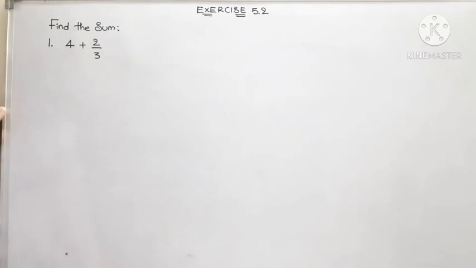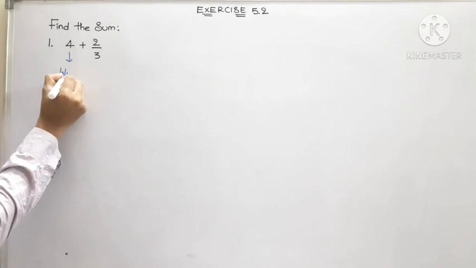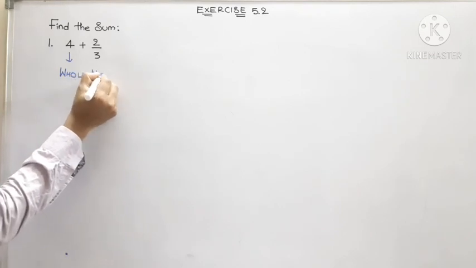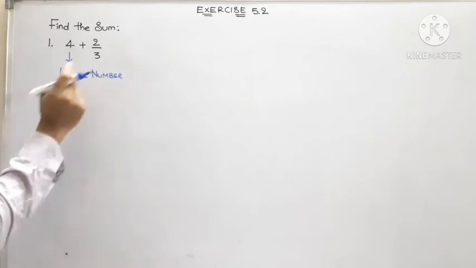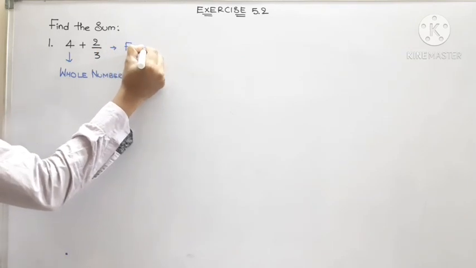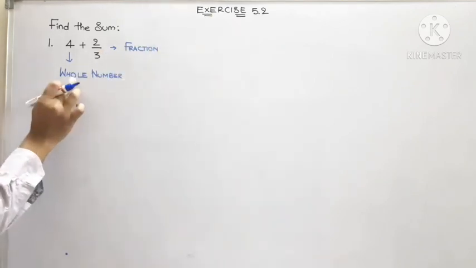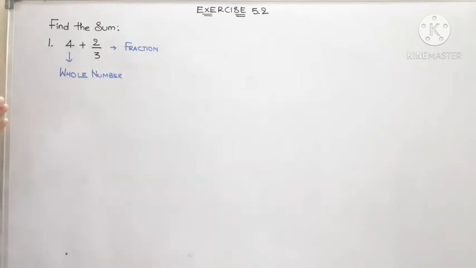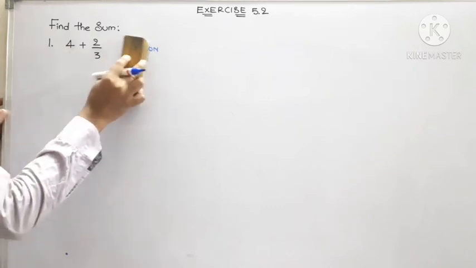What they did in exercise 5.2 is, first they gave a whole number. As you all know, whole numbers start with 0, 1, 2, 3 and so on. So 4 is a whole number and 2 by 3 is a fraction. In exercise 5.2, we are going to add a whole number with a fraction. Though it looks like a different question, the procedure is very much the same.